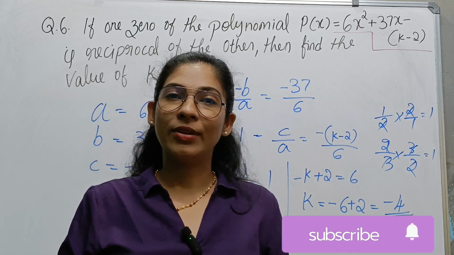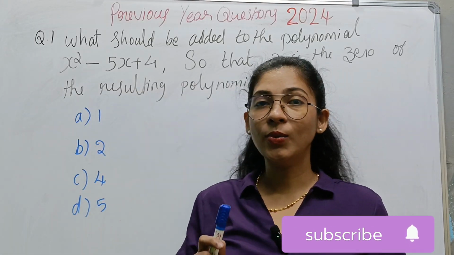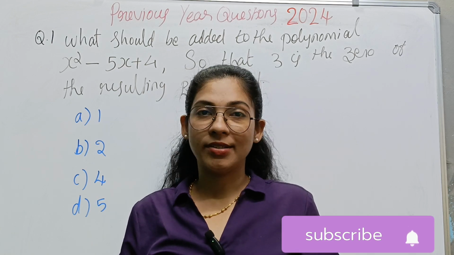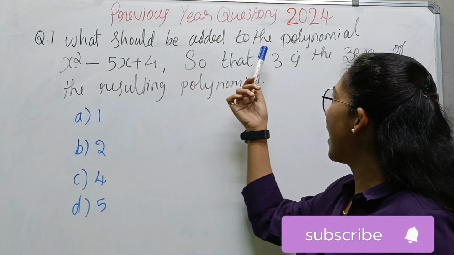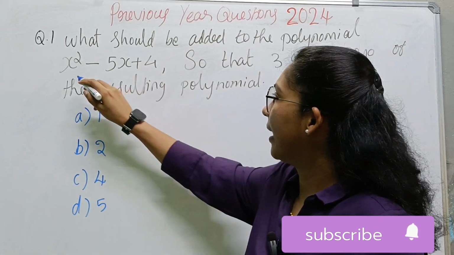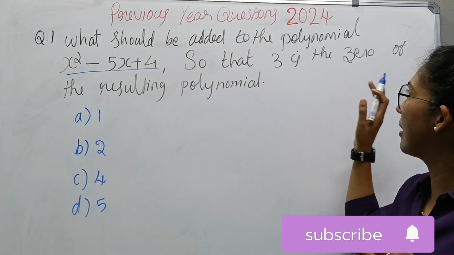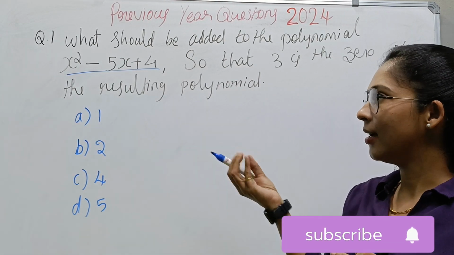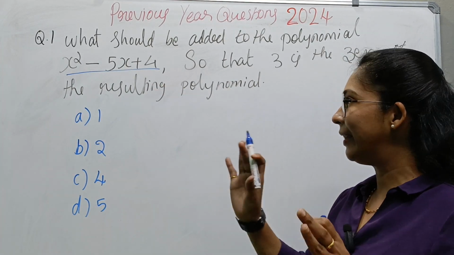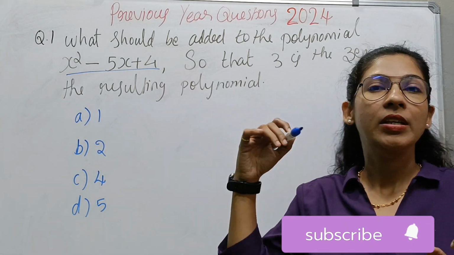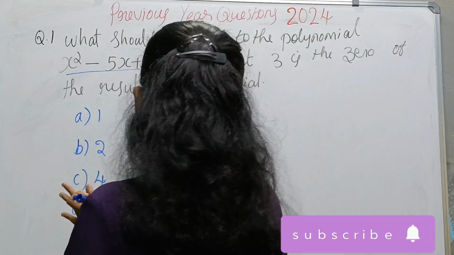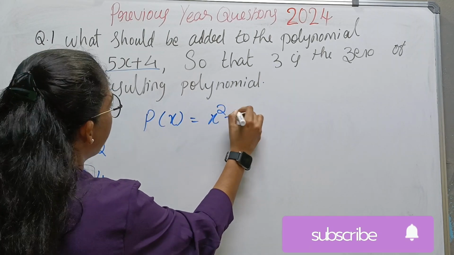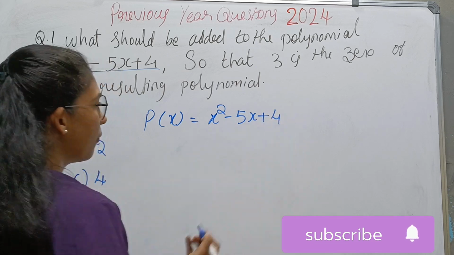So now let's solve the next question. Now the PYQ 2024, and in this year we have to solve only 2 questions. The first question is, what should be added to the polynomial x square minus 5x plus 4 so that 3 is the zero of the resulting polynomial? So we have to add a number to this polynomial, so that we get 3 as the zero of the polynomial. Let p of x be equal to x square minus 5x plus 4.